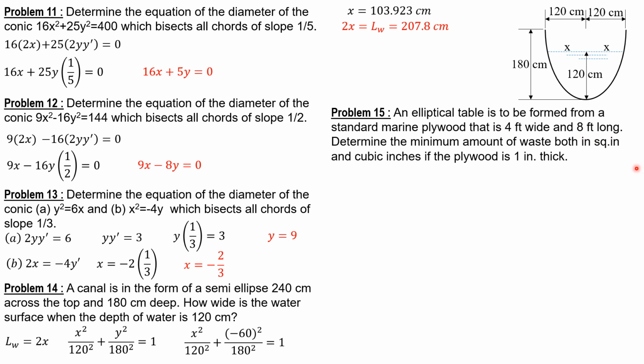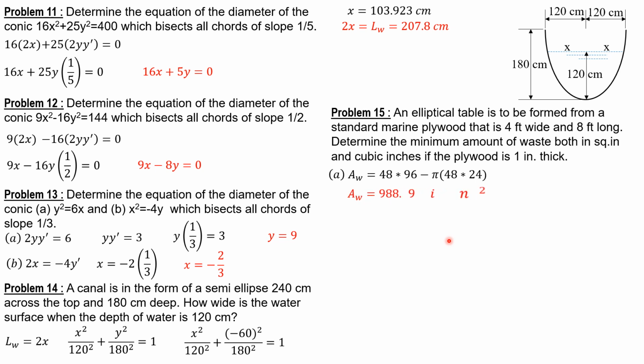Because it is elliptical, half of 8 is 4 feet, and in inches, 4 times 12, 48 inches. A is 48 inches. B is half of 4, that's 2 feet, that's 24 inches. So the waste is the area of plywood, which is 4 by 8, 48 inches by 96 inches, minus pi AB, pi times 48 inches by 24 inches.